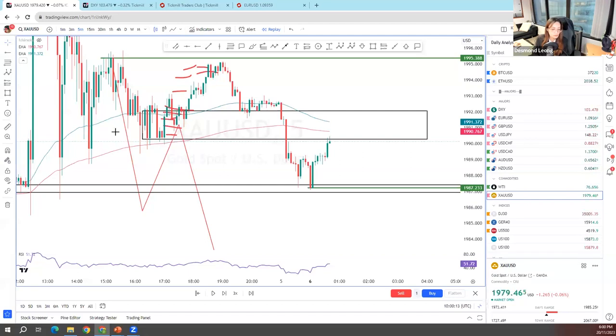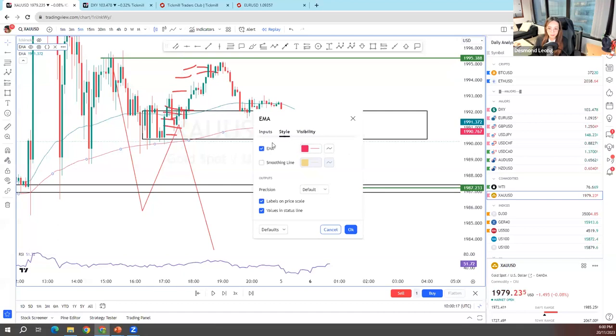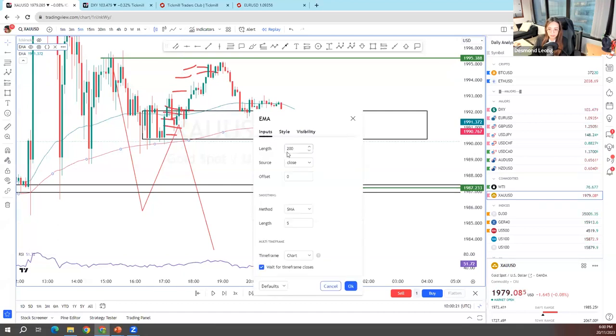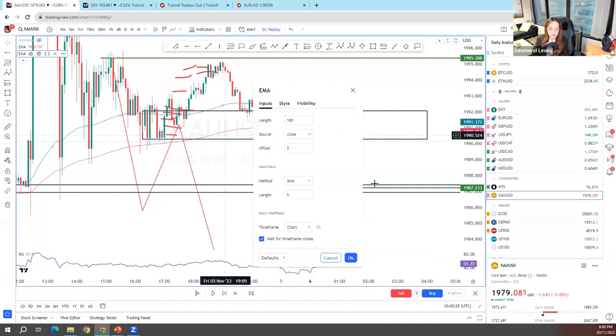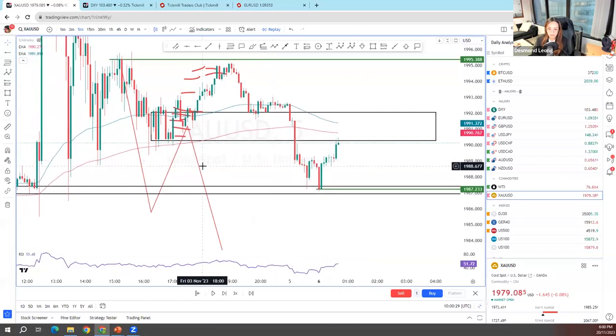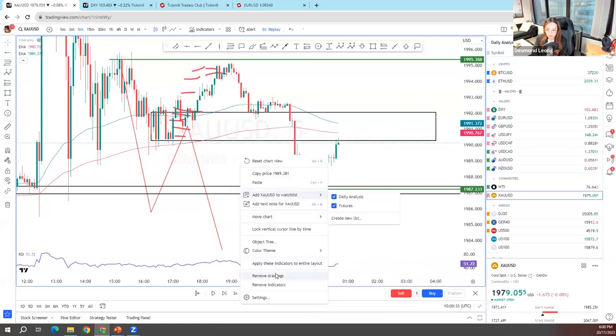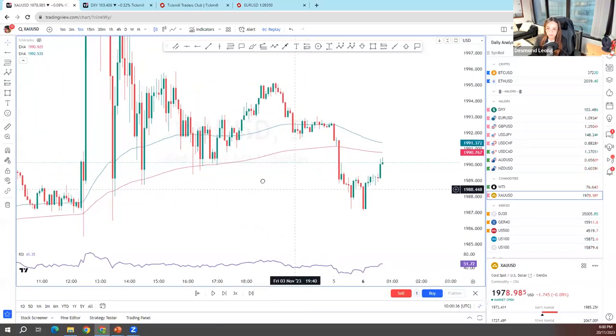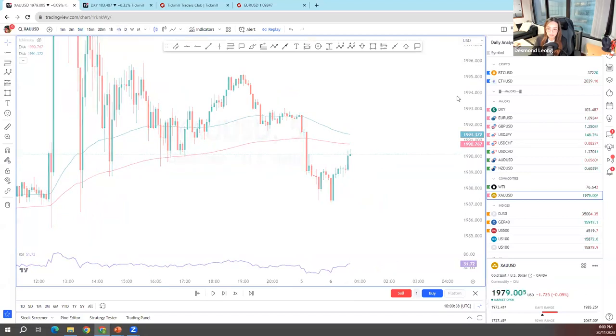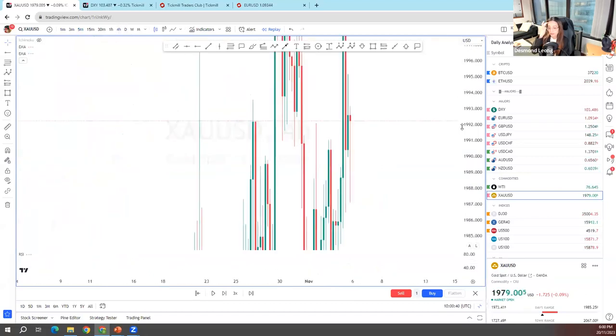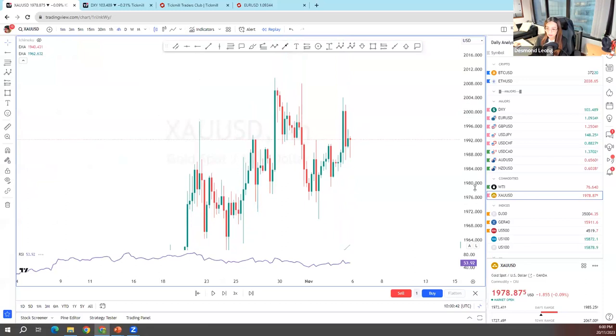Indicator, I'm using only EMA. The pink one is EMA 200. Only use this. And another one is EMA 100. That's all. But again, you trade with this one. If you go to the higher time frame, you can trade with demand and supply.